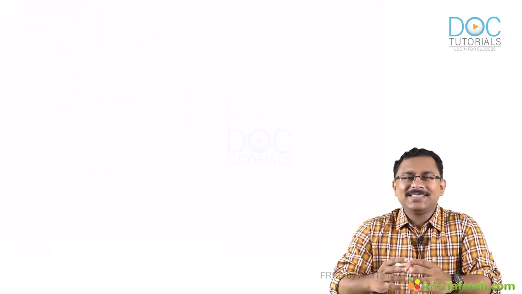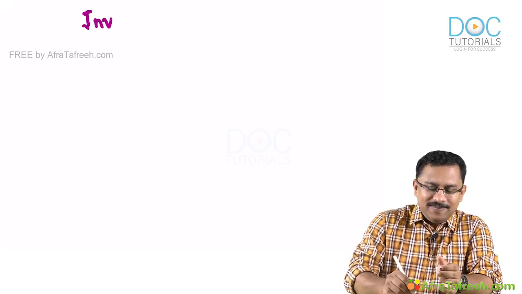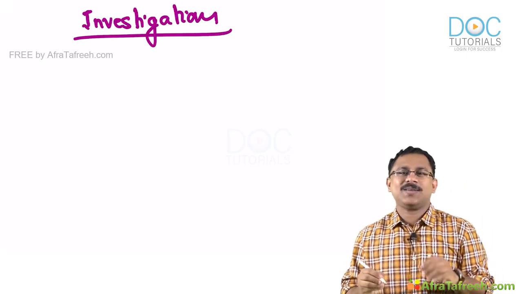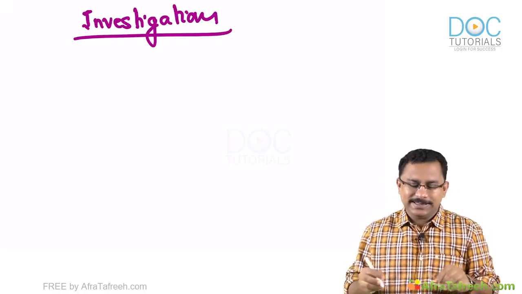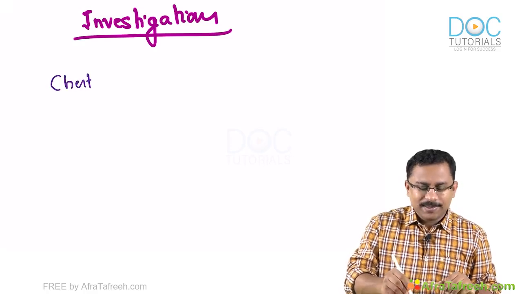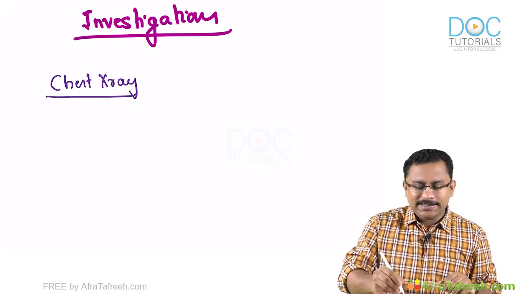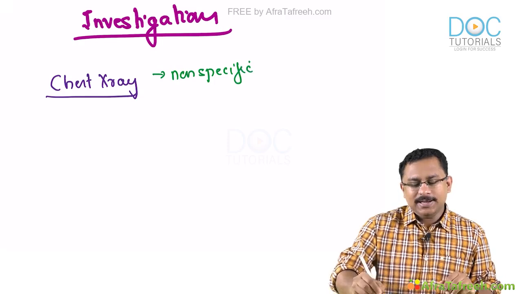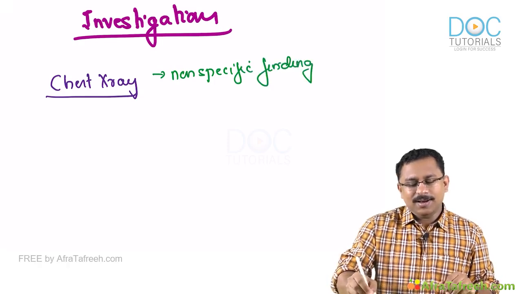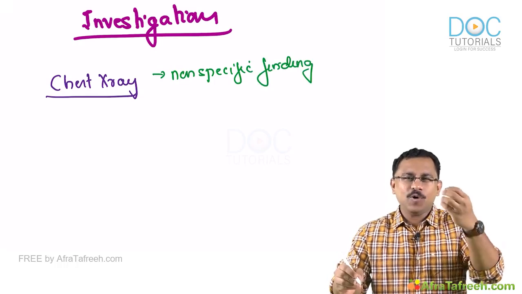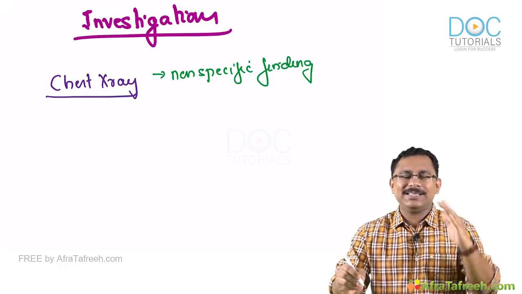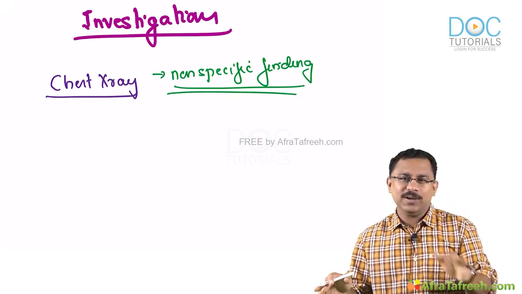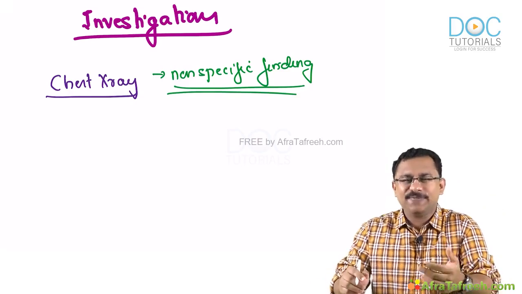Now let's go to the investigations. How are you planning to investigate a patient with suspected hypersensitivity pneumonitis? Well, like any respiratory illness, you can go for a chest X-ray. But let me tell you, the chest X-ray findings are relatively non-specific. You might have some nodular opacities, a few opacities bilaterally, mainly in the basal regions, but it does not give you any solid conclusion or lead you to the diagnosis. The findings are non-specific opacities.